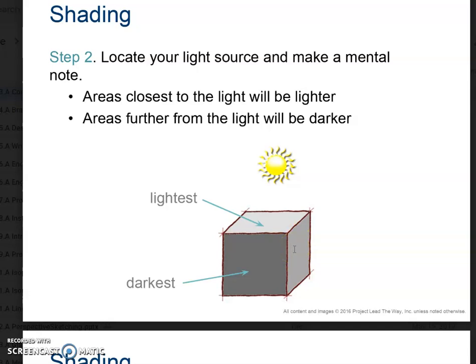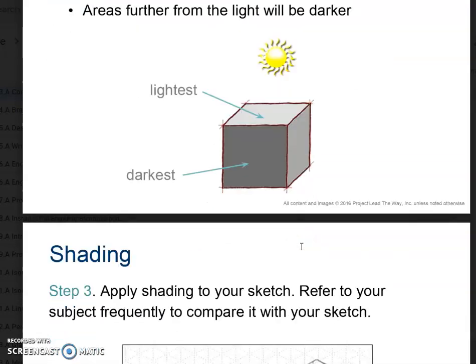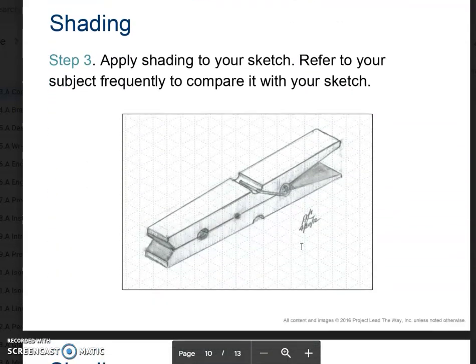Is that a word? Mediumest? Sure. No, it's not really a word, but you get the idea. You get the lightest where it's closest to the sun, darkest where it's furthest away, and then use in between shading to get in those medium areas to help you get what you're looking for.